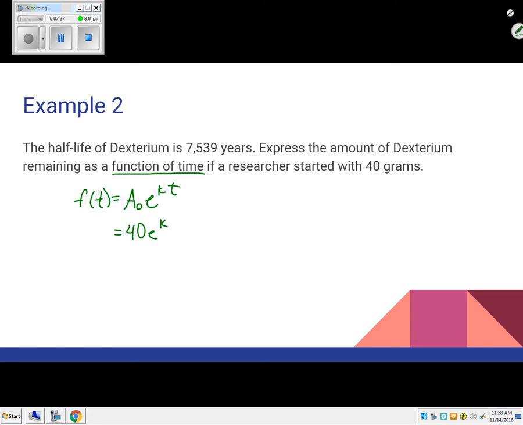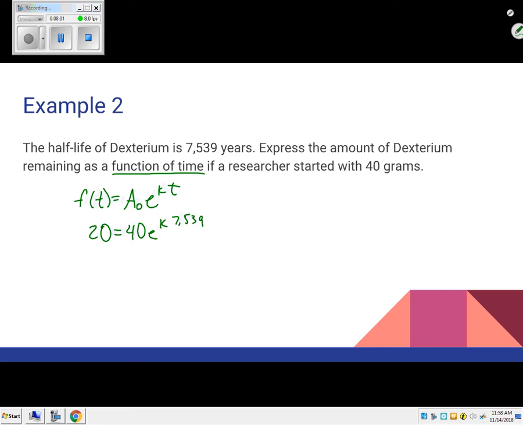But I need to find t and f of t. And the only other number that they gave me was 7,539. And I'm pretty sure I need to plug that in up here for my t. Well, according to what I know about half-life now, this 40 grams after 7,539 years is going to reduce down to just 20 grams.